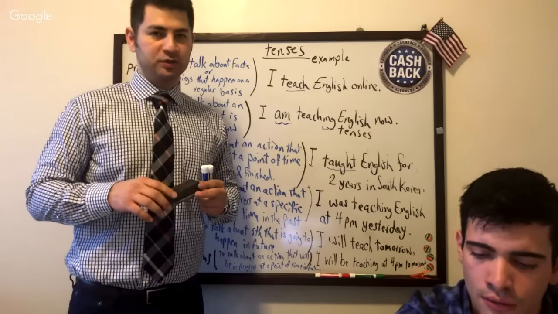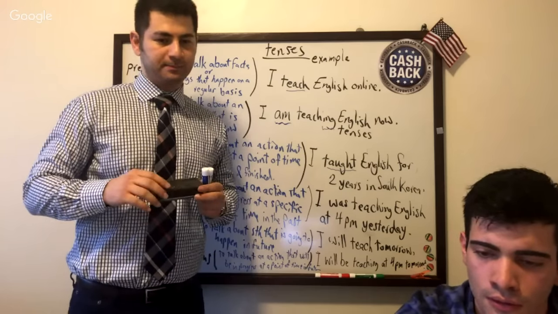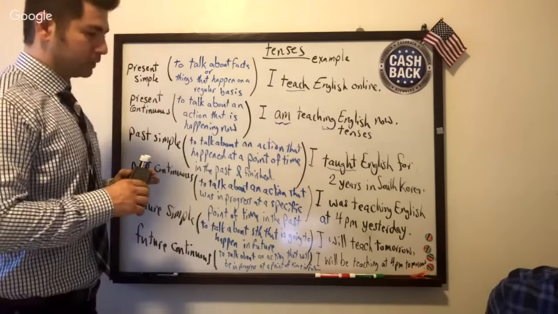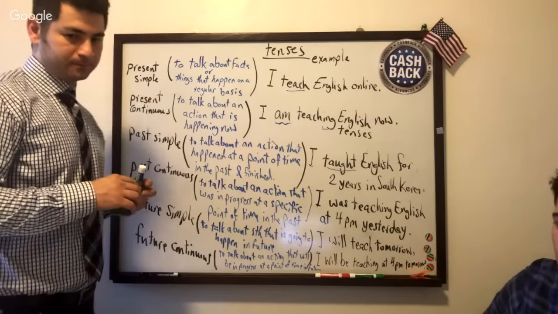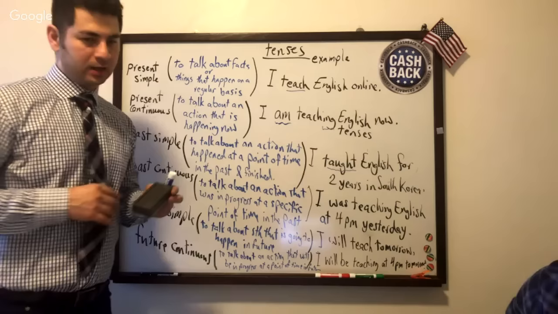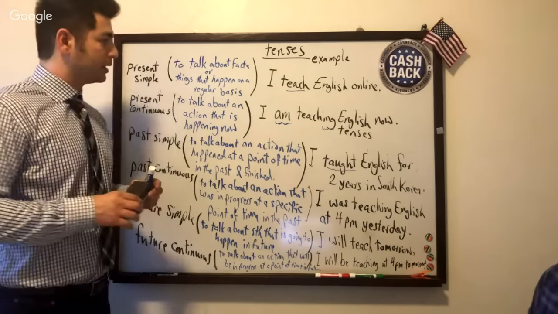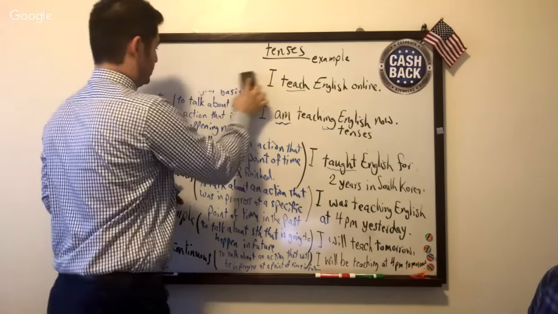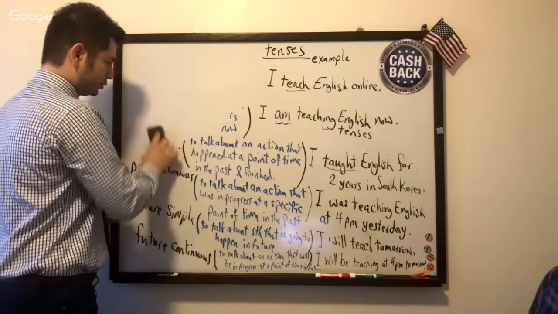I still want to talk about 3 more tenses. Okay, shall we continue? Yeah, I think that's okay. I'm going to write down. All right, then, the first 3 tenses we talked about.